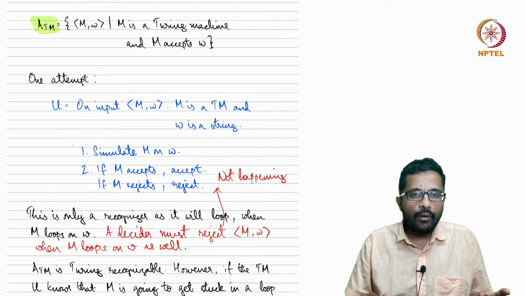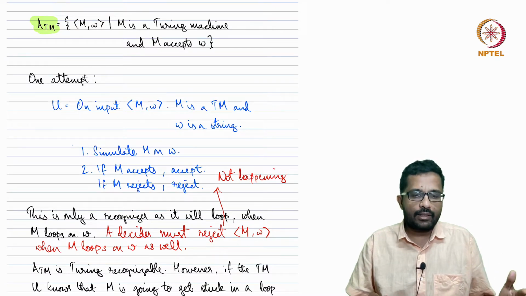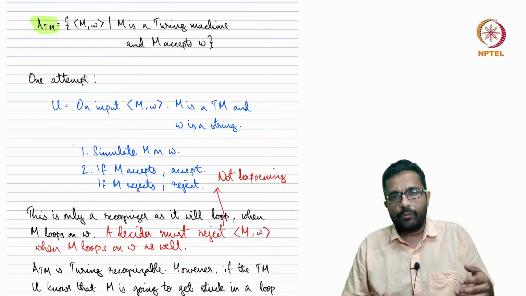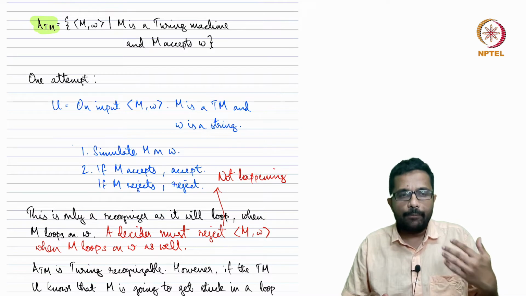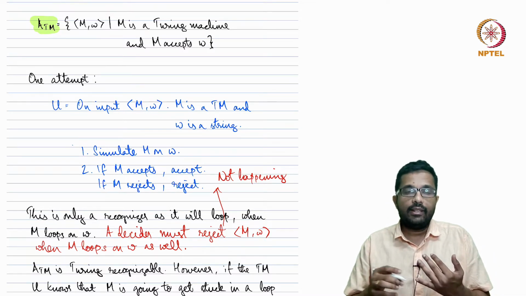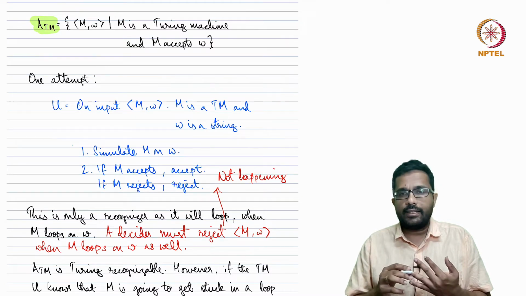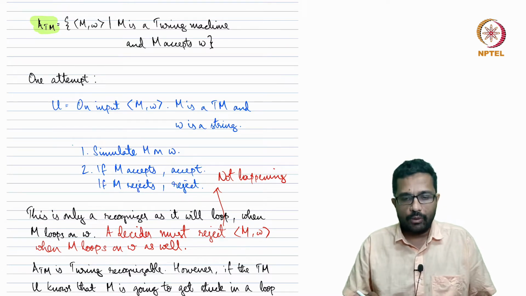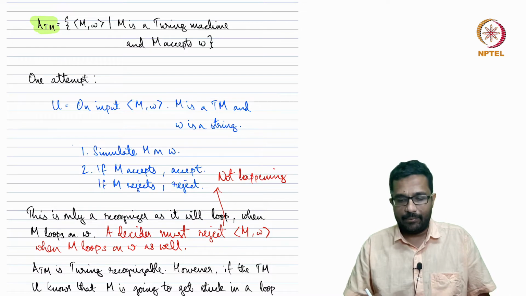So, what we want is something that accepts if M accepts W and rejects when M does not accept W. So, we want it to reject in both cases, when M rejects W as well as when M loops on W, and this turns out to be extremely tricky.